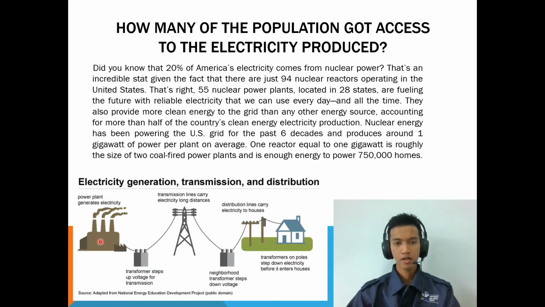Okay, then it goes to the transformer to step up for transmission, and then the transmission line will carry the electricity over a long distance, and also go to the transformer to step down the voltage, and also to the distribution for the houses. That's all from me.